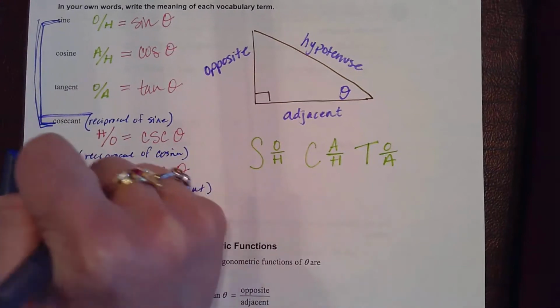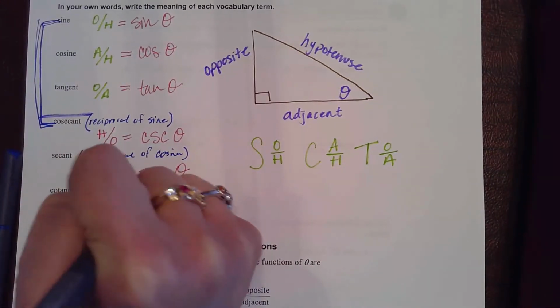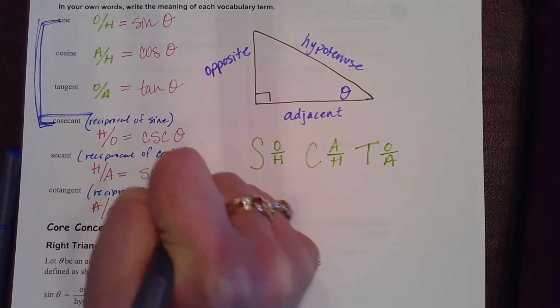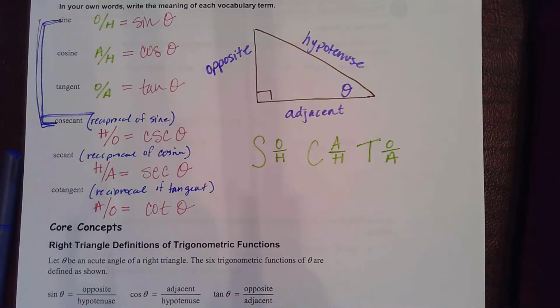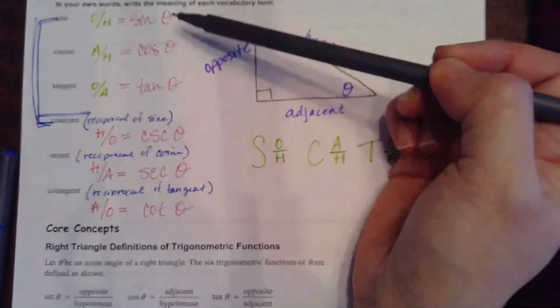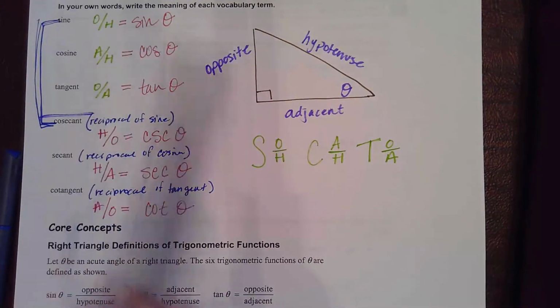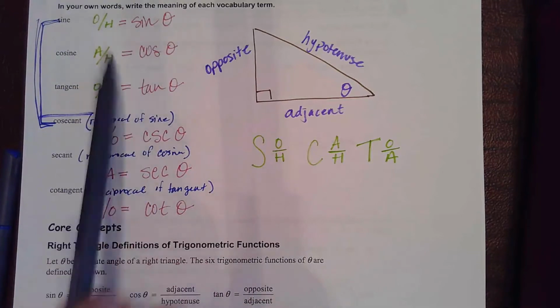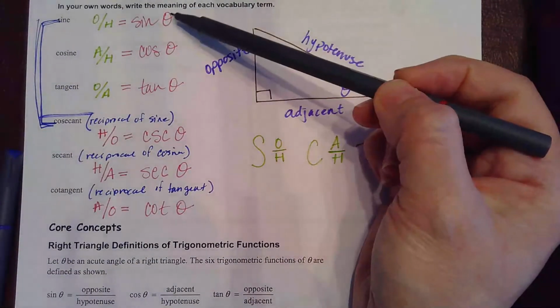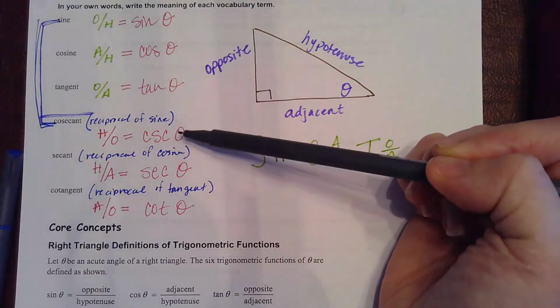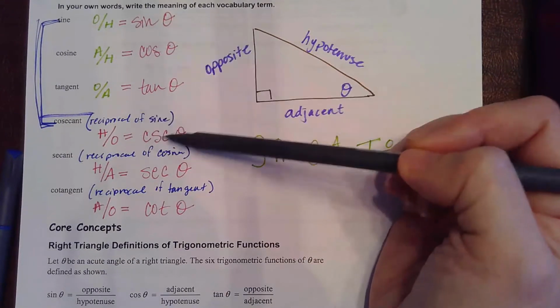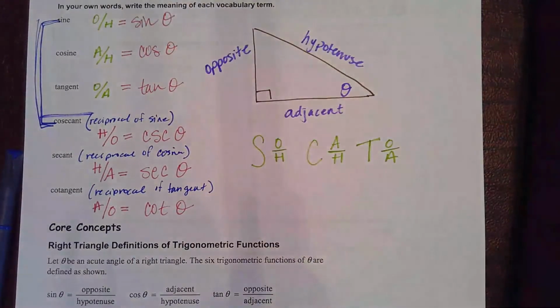Cotangent's the reciprocal of tangent, so we're going to do adjacent over opposite. And then cotangent is generally abbreviated COT. So you do need to know these. What I mean by that is, number one, you need to recognize the abbreviations. If you don't know SOHCAHTOA, you definitely need to know that. And once you know SOHCAHTOA, then for the reciprocal functions, as long as you remember that cosecant and sine go together, you're literally just taking the reciprocal of those particular functions.